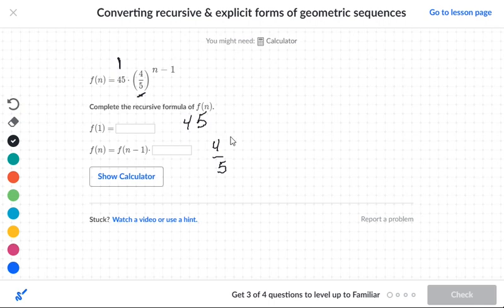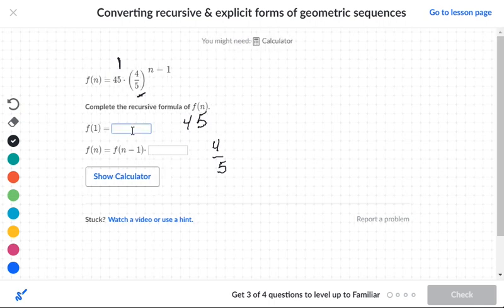So the first box here, they want to know what f of 1 is. F of 1 is 45 because that's the very first number you see after the equal sign. And then the 4/5 signifies what the rule is. The rule is after the f of n minus 1. So we want to type in 4/5. So 4/5 on this. Let's give it a shot.